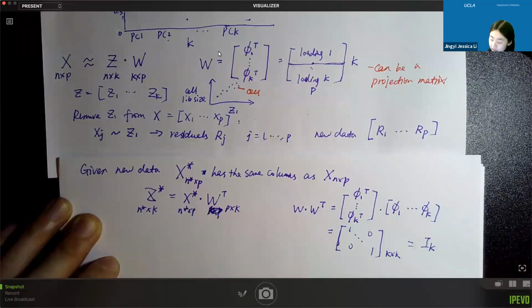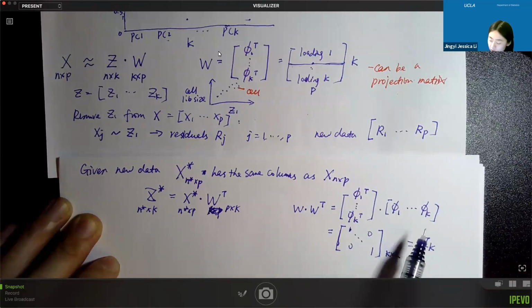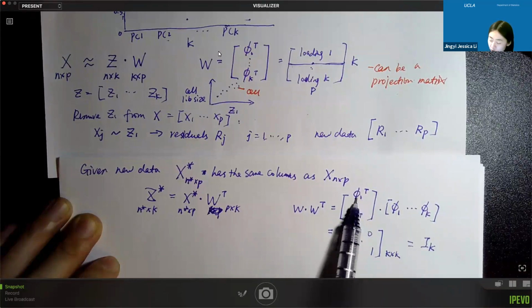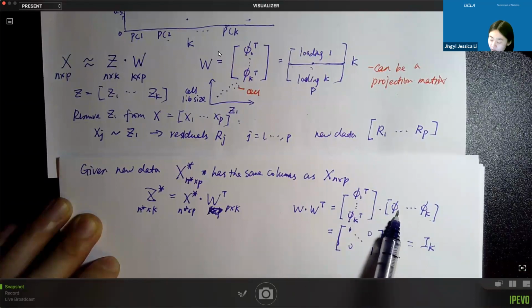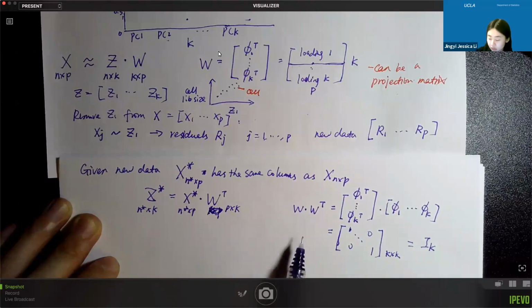The reason is that when I do the multiplication, I'm going to do phi 1 transpose times phi 1. That gives me the first entry. Phi 1 transpose times phi 2 gives me the second entry, and so on. Because of the orthogonality, I am only going to have 1 when phi i transpose is multiplied by phi i. For other things, I'm going to have 0. So this is a very important property about W as a projection matrix.